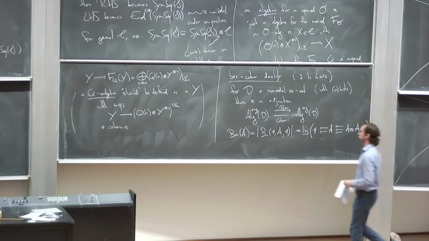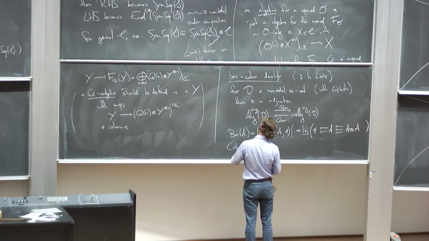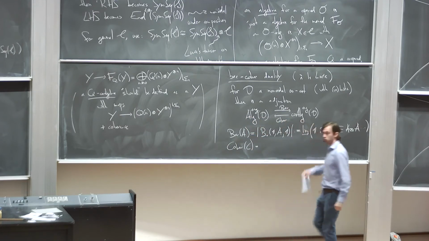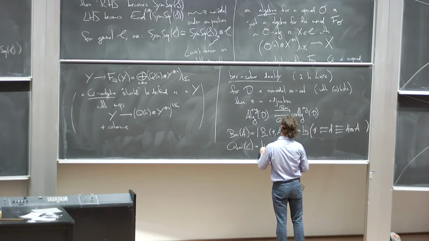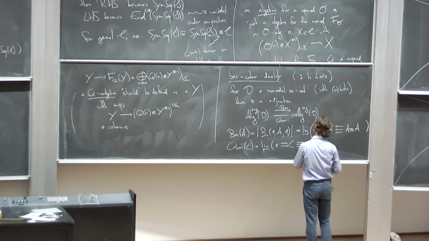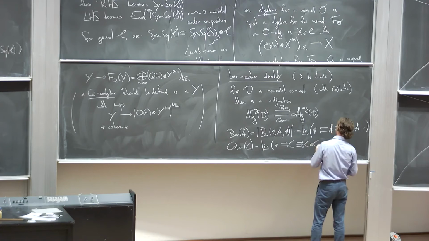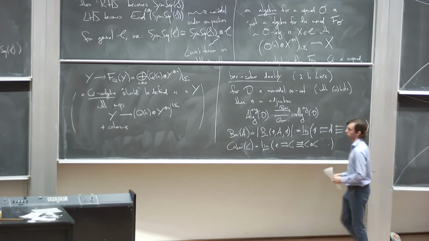And the Cobar construction has a dual formula. So Cobar C is the totalization of some cosimplicial object. It's just the limit of something like this. Okay.